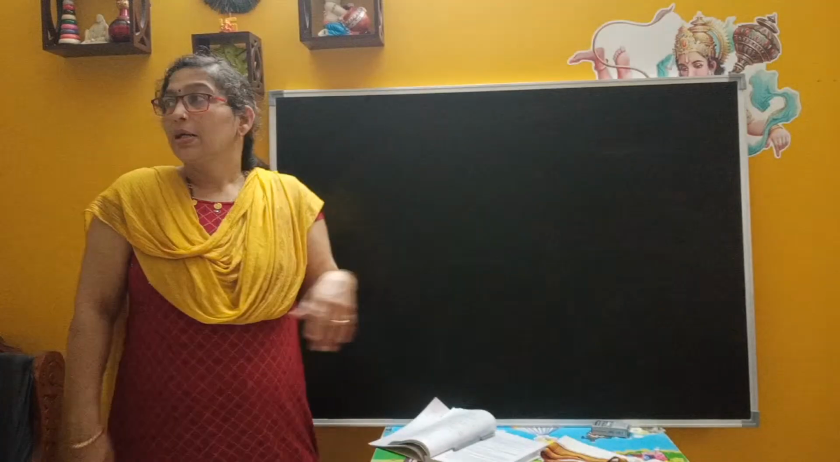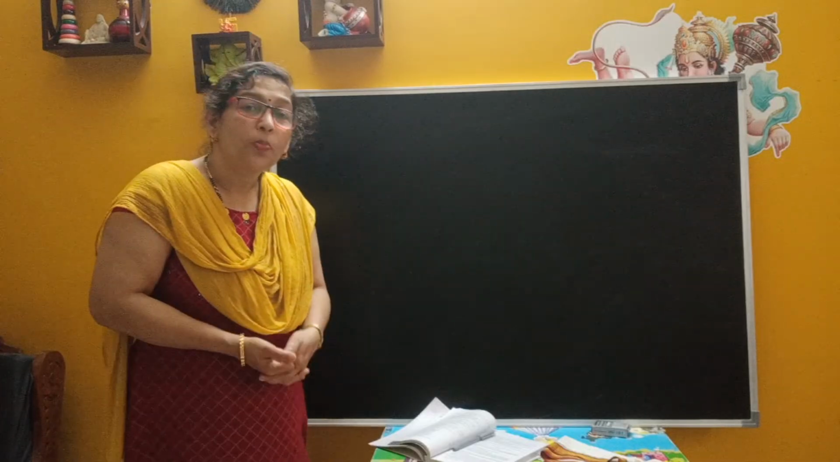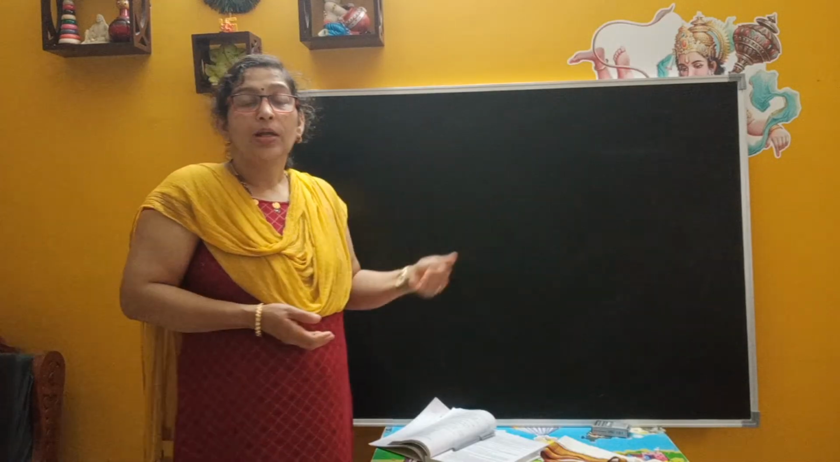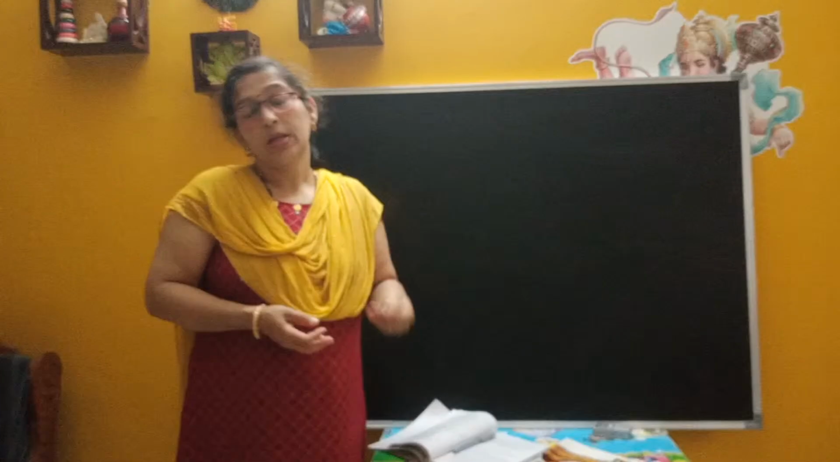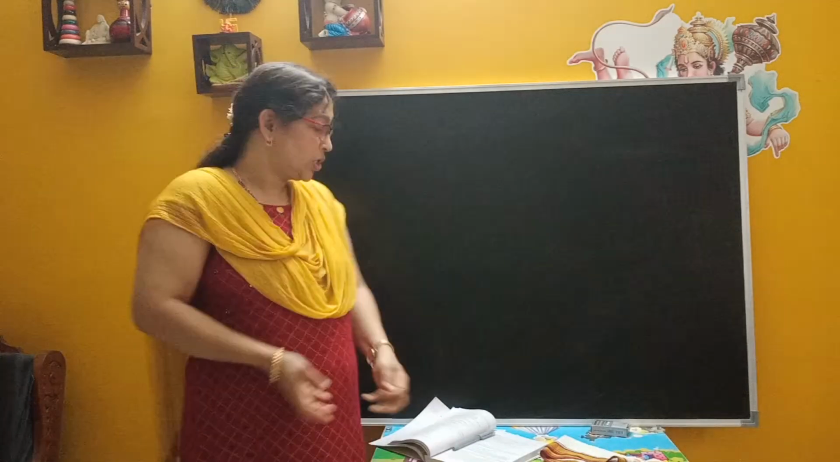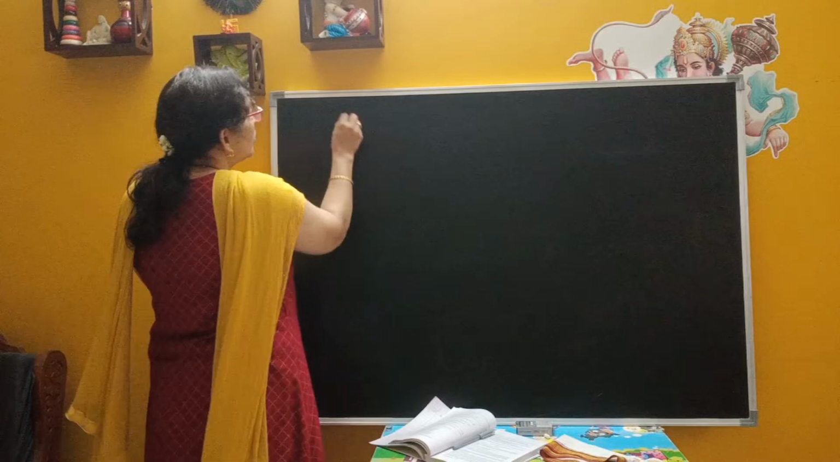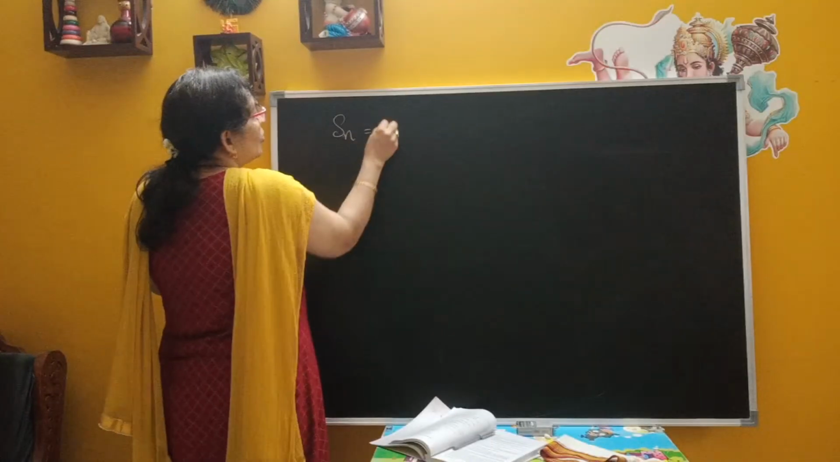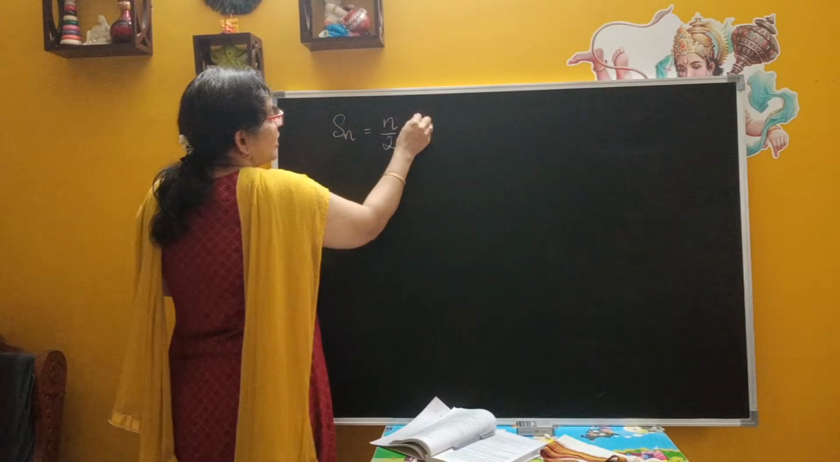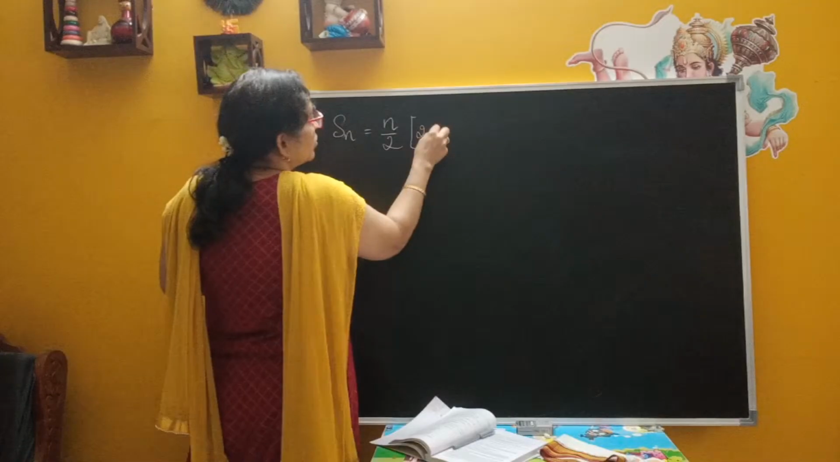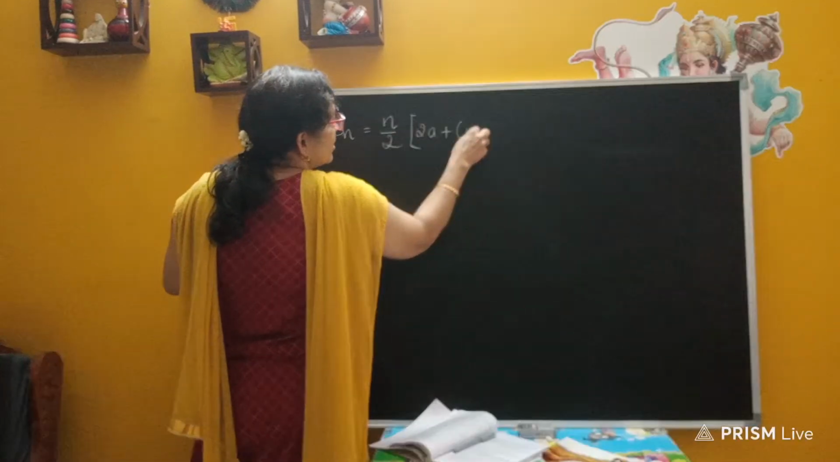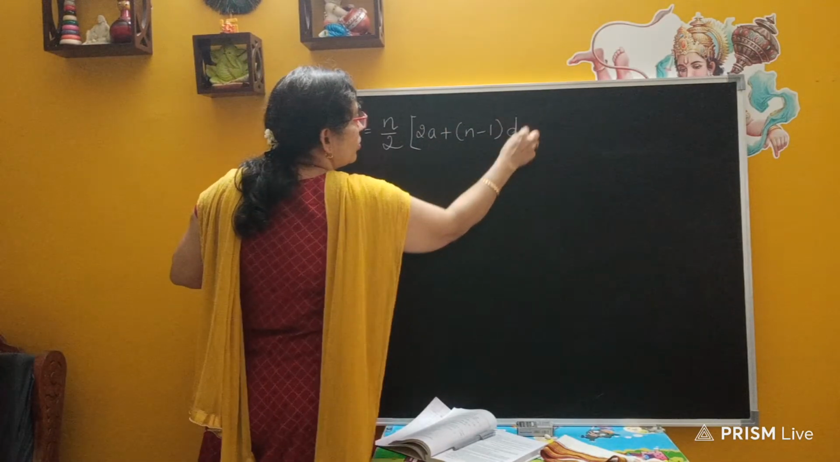At the end of the class yesterday, we also discussed the formula that states the sum of n terms in an arithmetic progression. What is that formula? That formula is Sn is equal to n by 2 into 2a plus n minus 1 into d. This is the formula you have learnt in the previous class. n by 2 into 2a plus n minus 1 into d.